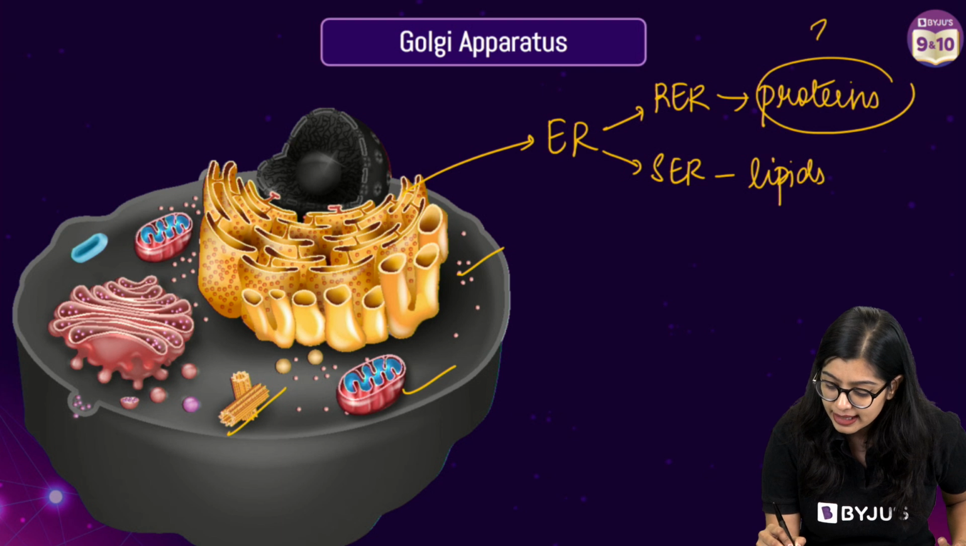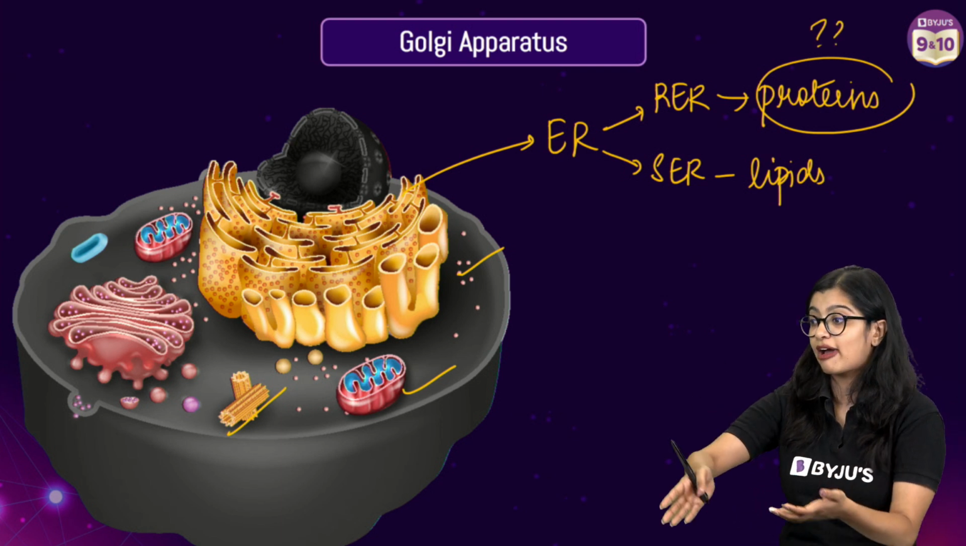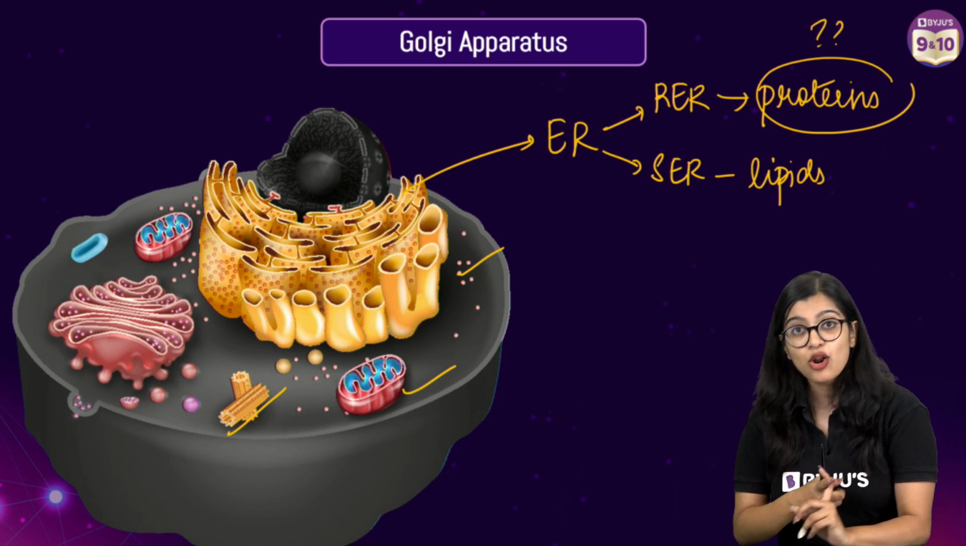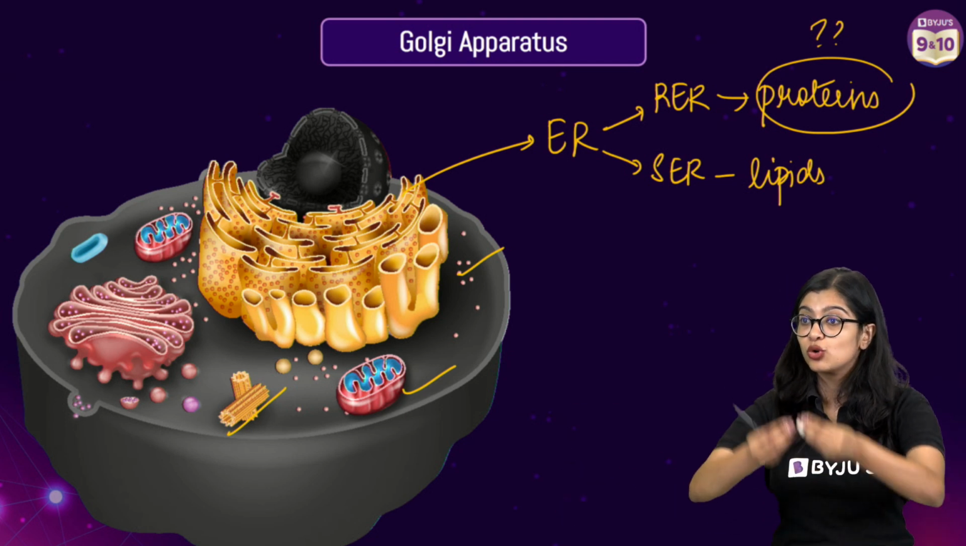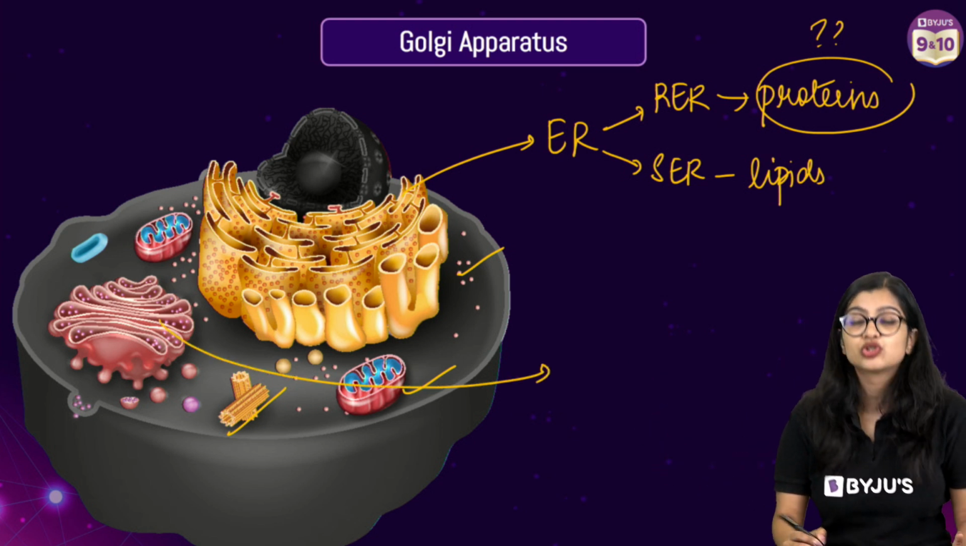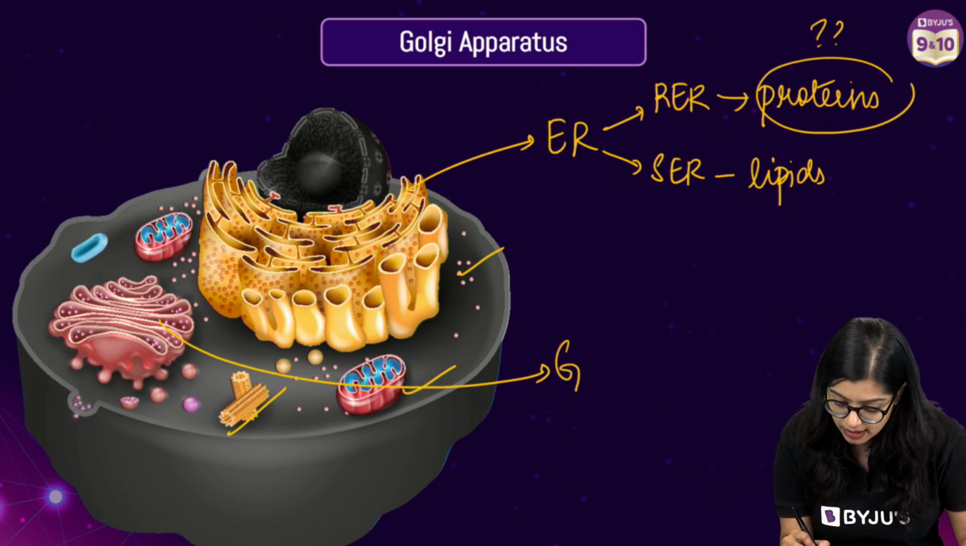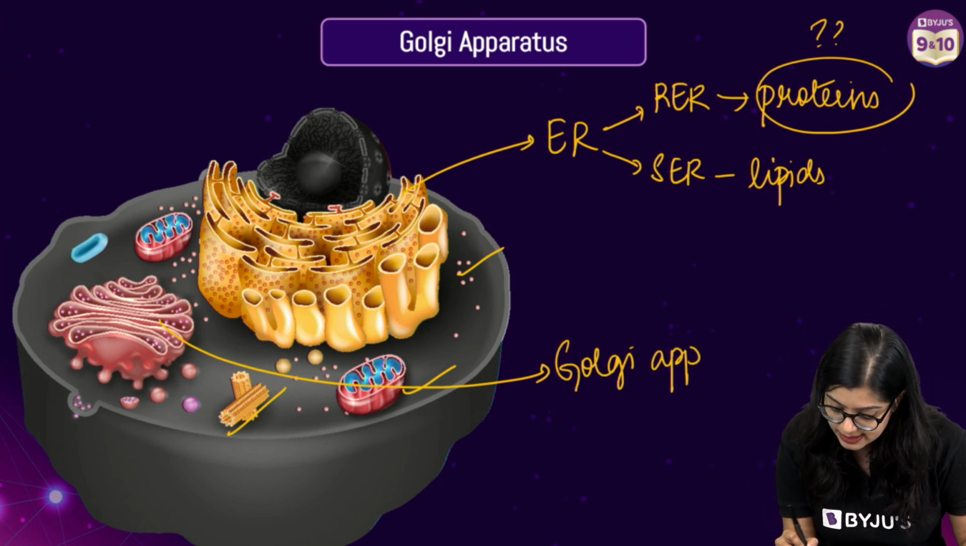Now, who will make these proteins functional? Who will modify these proteins so that these proteins can finally do their job? And along with this, make sure that the proteins go to where they need to go. That is done by the post office or the postman of our cell, which is the Golgi apparatus.